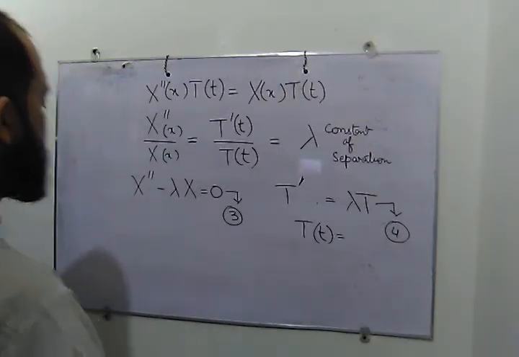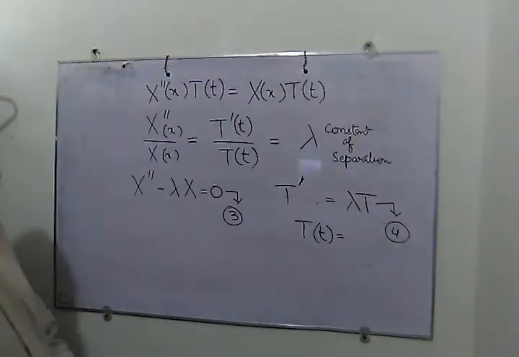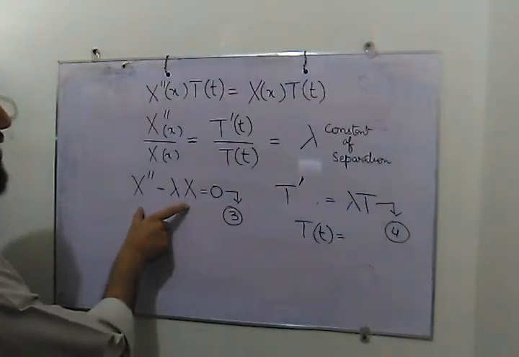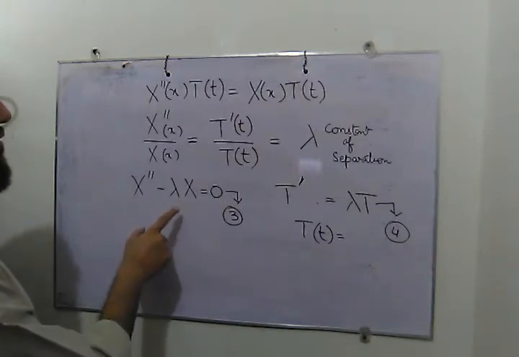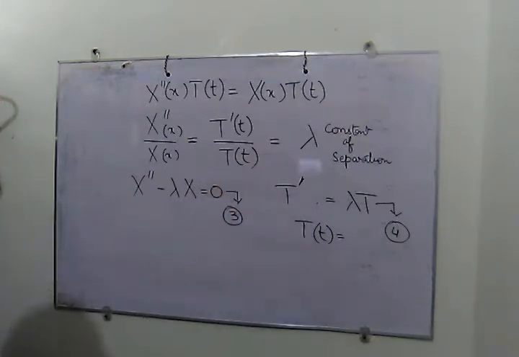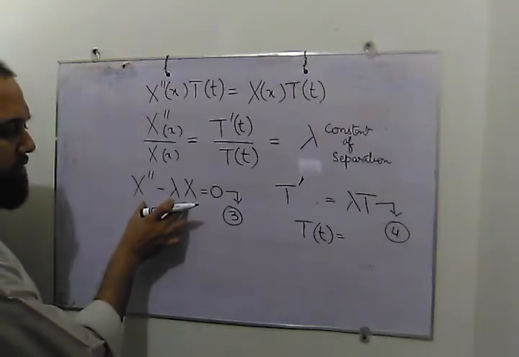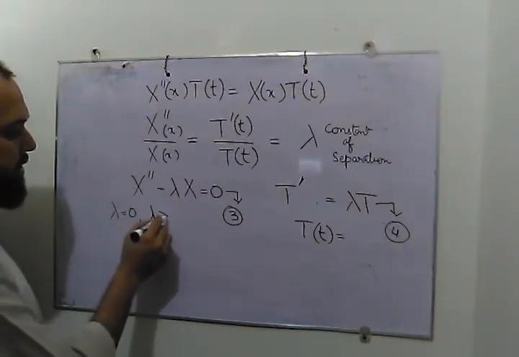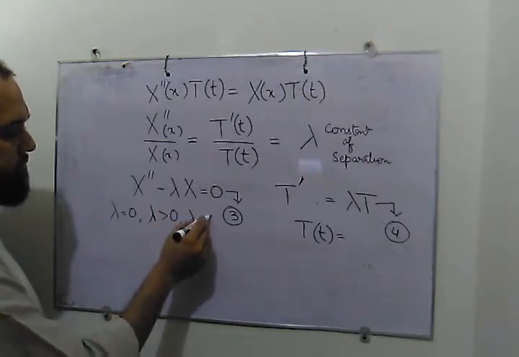We first consider equation number 3. But there are two confusions here. To write the solution of this equation, we have to choose the value of lambda, because we just said that this is the constant of separation, but we did not decide the nature of this constant, whether it is 0, whether it is a positive constant, whether it is some negative constant. So it means that we have to solve this equation for all three cases of lambda, that is lambda is equal to 0, lambda is greater than 0, or lambda is less than 0.